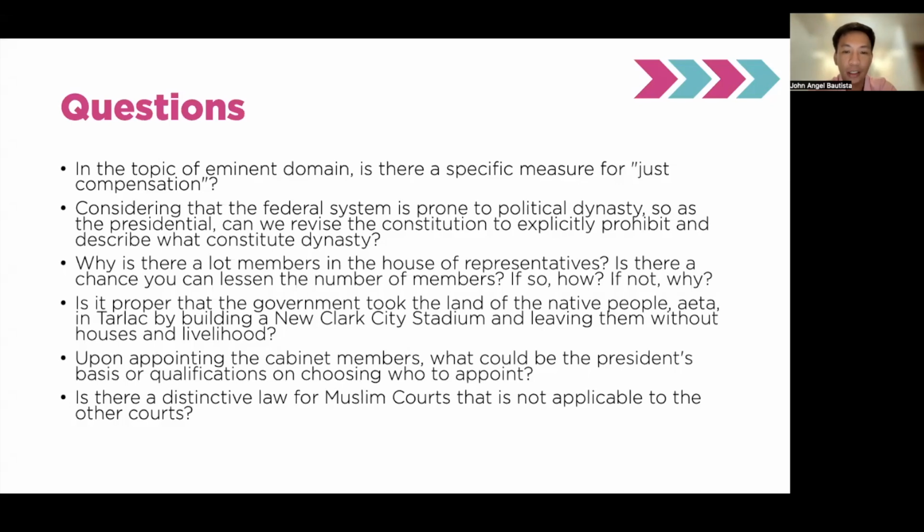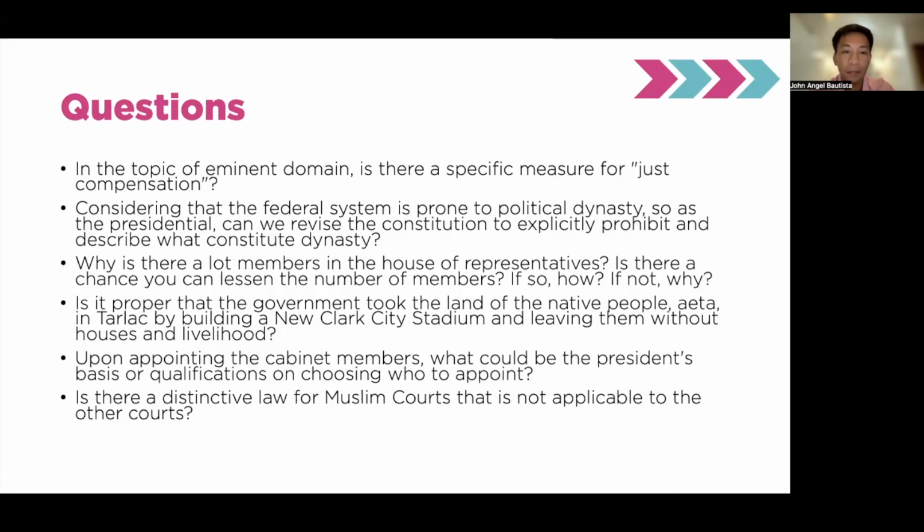So why are there a lot of members of the House of Representatives? Marami daw ba ang House of Representatives? The Constitution says na 250 dapat, pero pwede madagdagan by the creation of new districts. Marami na ba ngayon? 300? I don't think so. Can we lessen the members? Yes, if you change the Constitution.